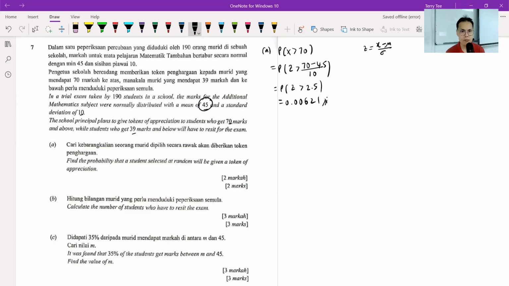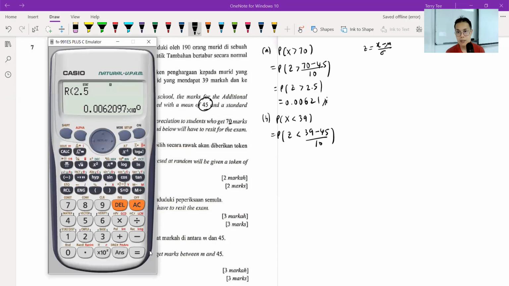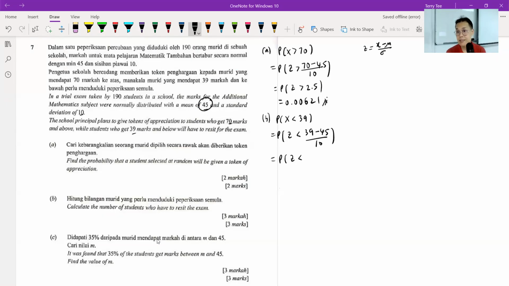Okay, next one. Calculate the number of students who have to retake the exam. So they say that a student who receives a score less than 39 will have to retake, right? So let's find out the probability. First we standardize it, 39 minus 45 divided by 10. If you're not sure, you can use a calculator. 39 minus 45 is negative 6, divided by 10, negative 0.6.